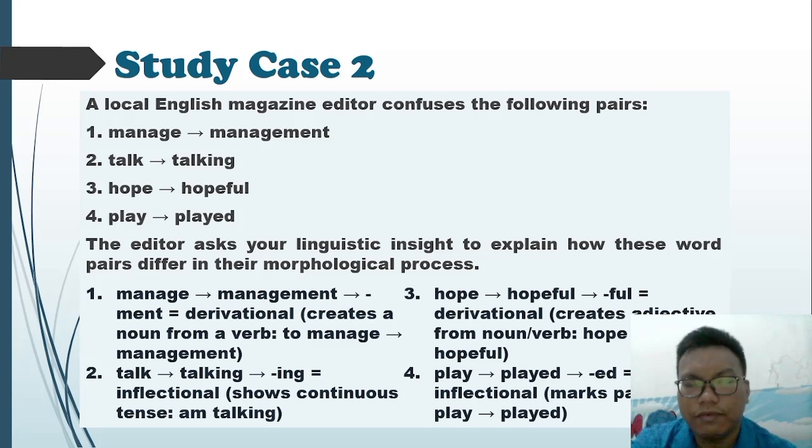Hope to hopeful uses the suffix ful. It is a derivational morpheme that creates an adjective from a noun or verb. Play to played uses the suffix ed. It is inflectional and marks past tense.